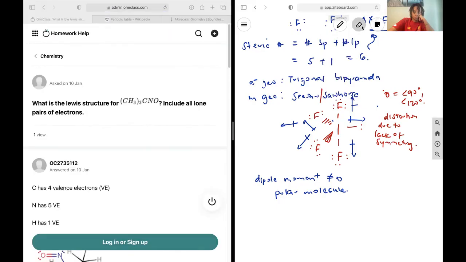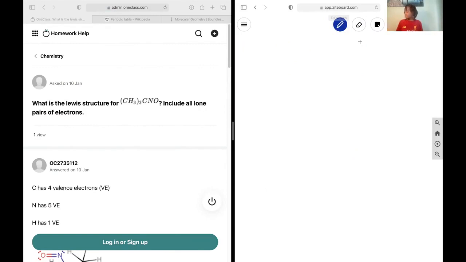Okay, next up, we are looking to find the Lewis structure for what we're given here. And so we have CH3, 3, CNO. And this notation, we've been given it in this order for a specific reason. This is telling us that we have 3 methyl groups attached to our 1 carbon that is going to also be attached to these 2. And so let's start with the 3 methyl groups that we know we have.